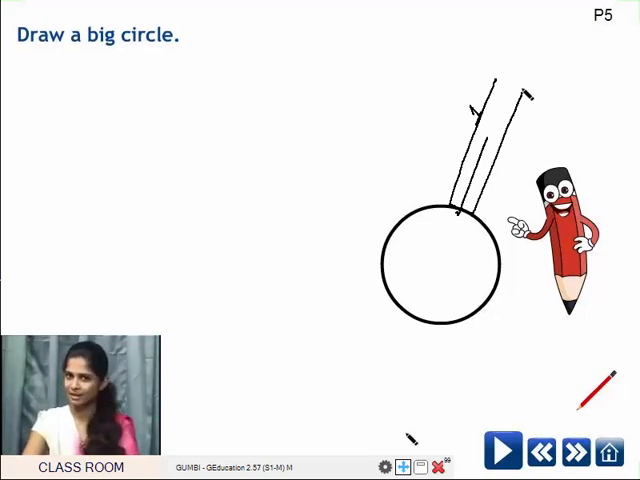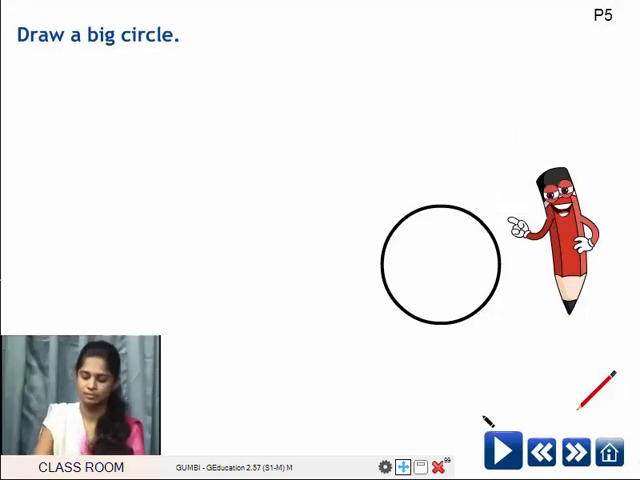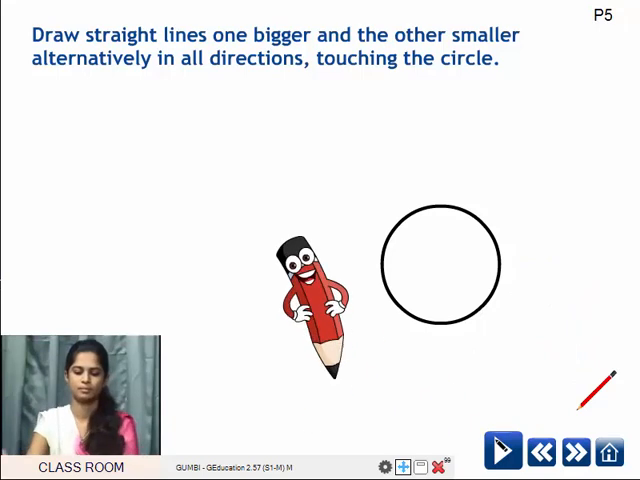Very good. Now you have to draw one more line. Where you have to draw now? Very clever, students. You are very clever. You have to choose one more point just next to the third point on the circle and draw a line as long as second line. Did you draw, students? Okay. Similarly, complete the whole circle with one bigger line, one smaller line, one bigger line and smaller line. So you have to draw the lines alternatively. Fill it.